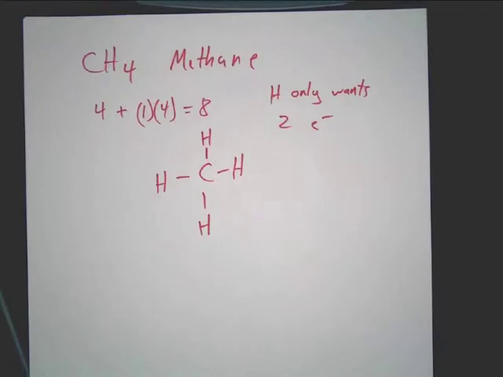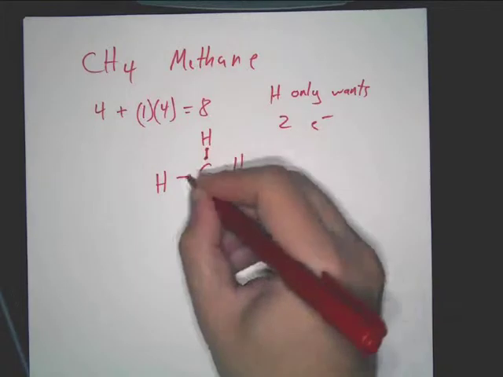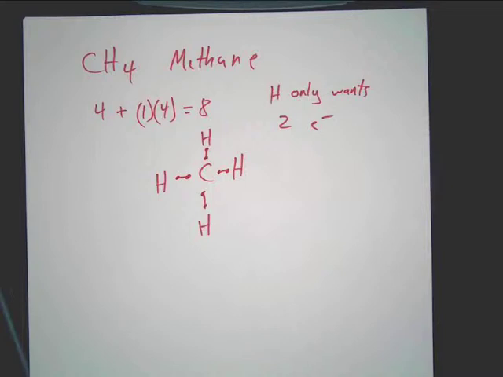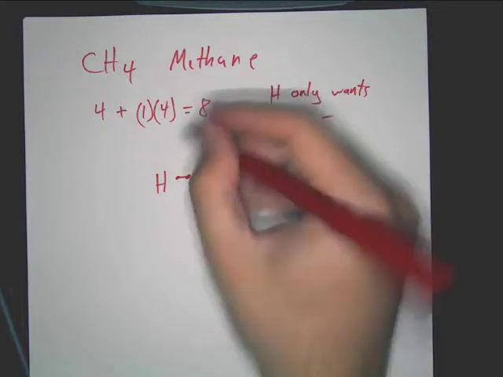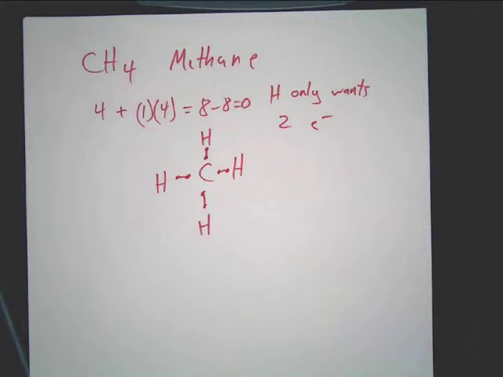Isn't that all you could do anyways? Yeah, that's it. Because think about it, we just put in 2, 4, 6, 8 electrons, right? You're done. There's nothing else we can do. You subtract, we're left with 0. This is done.